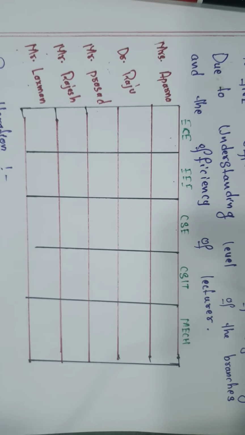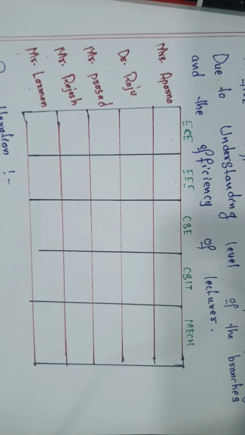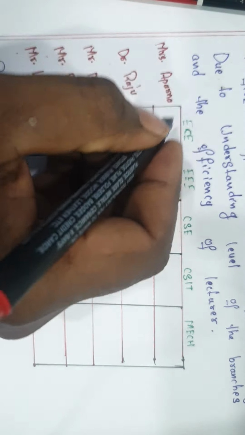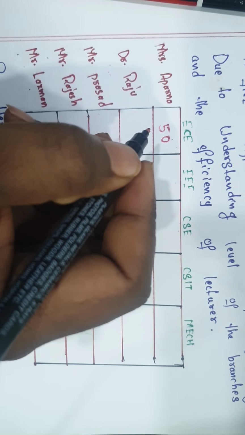So in that, a box will also be given. What will be given here? A box will be given, and values will be given in that box. So here, what is the first value? 50. The first value is equal to 50.